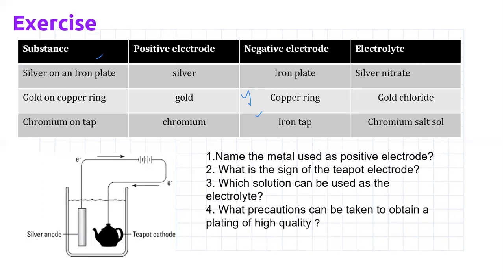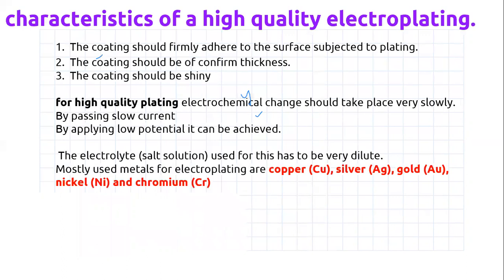What precautions can be taken to obtain a plating of high quality? So you can see here, after electroplating, when you touch it, if it takes off the metal which we plated on the metal, that is not a high quality product. So what should we do to get a high quality plating? Right, let's see. Before that, let's see the characteristics of a high quality electroplating.